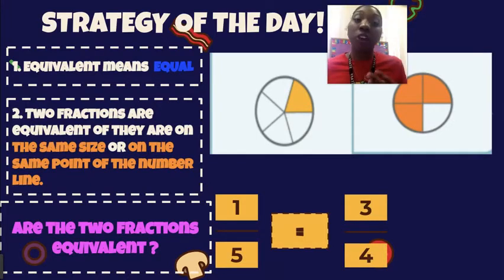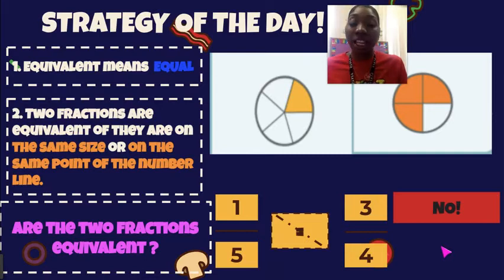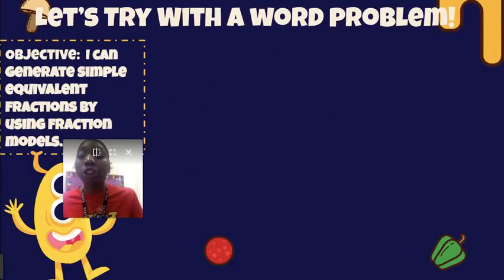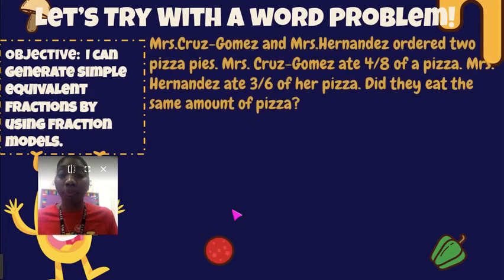Well, let's look at the figure very closely. We see 1 out of 5 parts are shaded, but if we look at the other figure, this is not the same, right? This looks like a way bigger portion of it is shaded than this. So we know, no, 1/5 is not equivalent to 3/4, because they do not take up the same amount of space. So now that we looked at some figures closely, let's try this with a word problem.